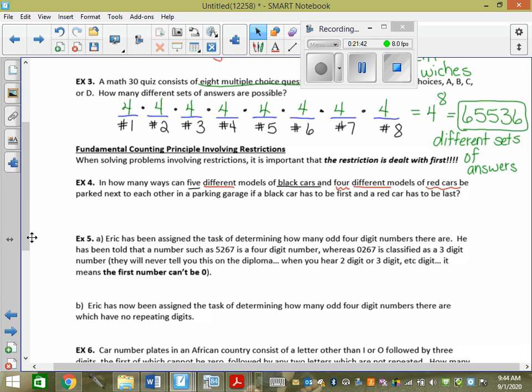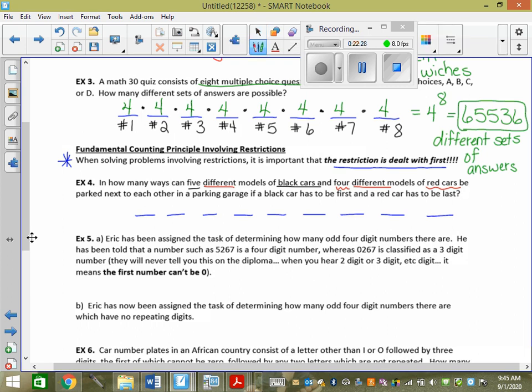Up here it says, when solving problems involving restrictions, the restriction must be dealt with first. So I'm going to have to deal with that black car coming first and that red car coming last first. How many parts do I have to this? It's how many cars am I parking? There's 9. I'm parking all of them. So how many parking spots do I need? 9. So I'm going to need 1, 2, 3, 4, 5, 6, 7, 8, 9.